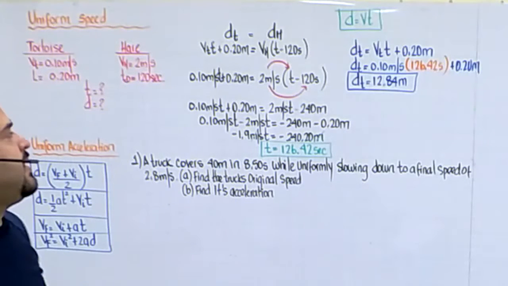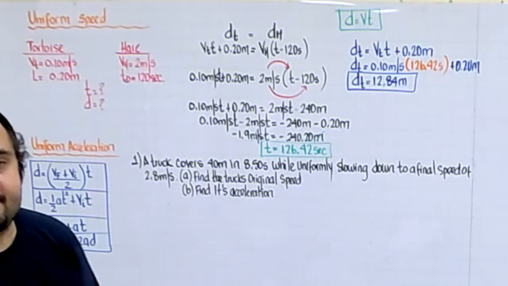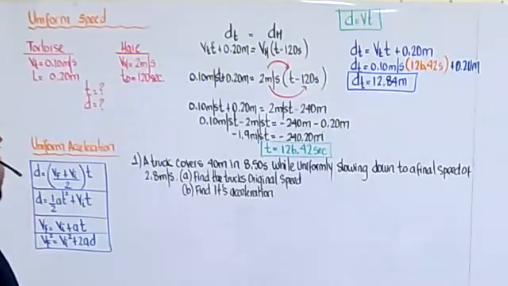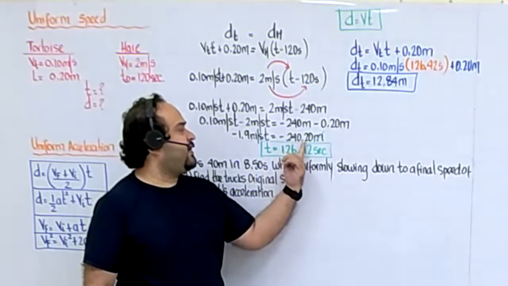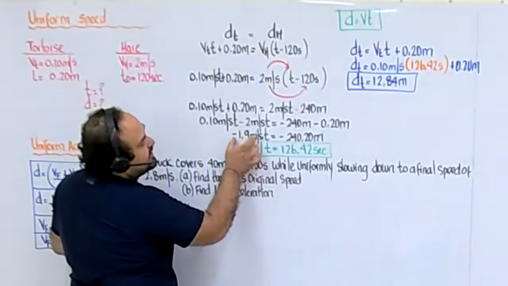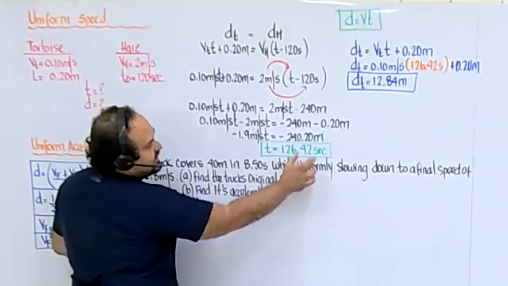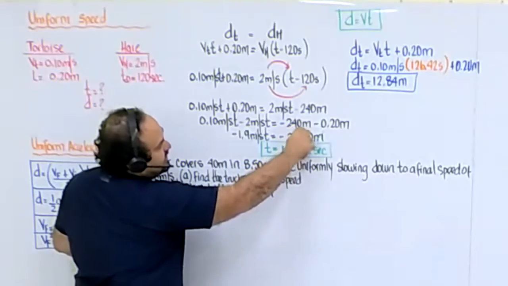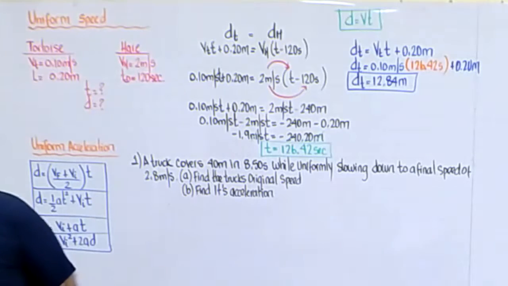Okay? All right, guys. Now we're going to study. No, but like, how did you get 126.42 seconds? Okay. Can you see we have negative 240.20 meters, right? And negative 1.9 meters per second is multiplying t, because this quantity is multiplying, it has to divide. Divide this quantity divided by negative 1.9, and you got that answer. Okay. Thank you. My pleasure.